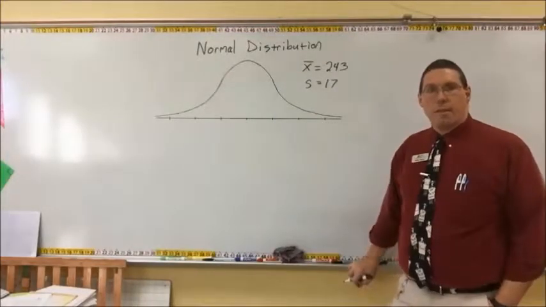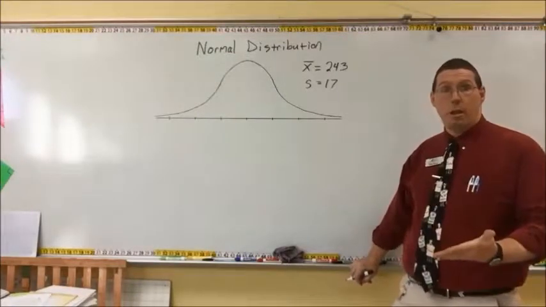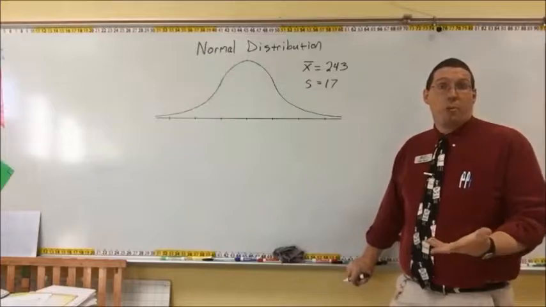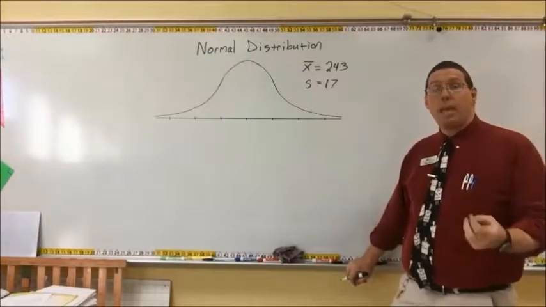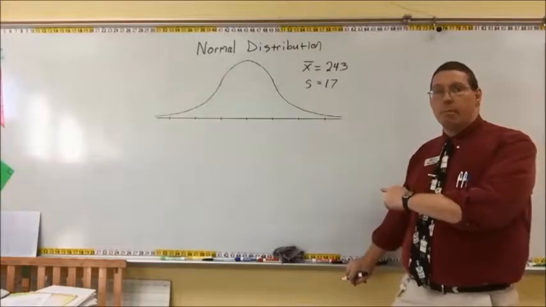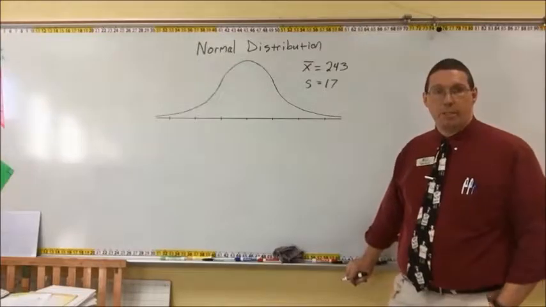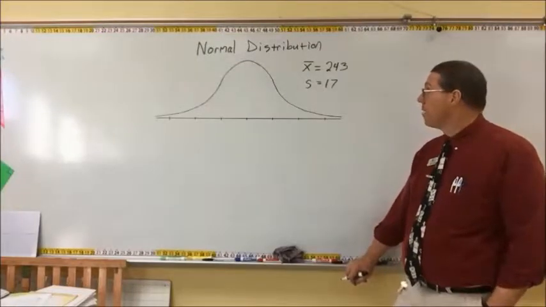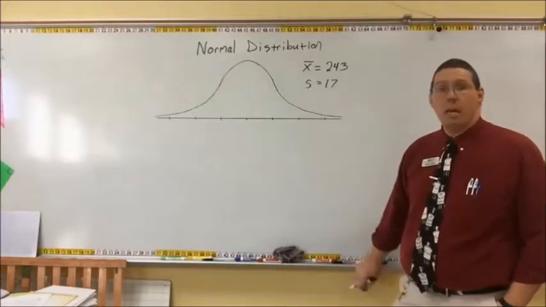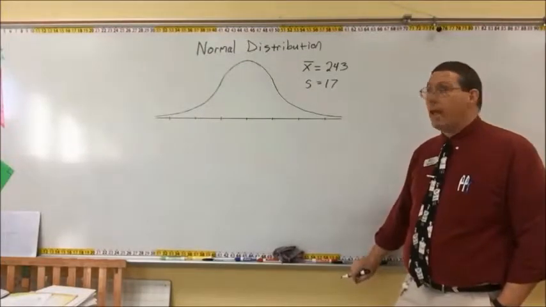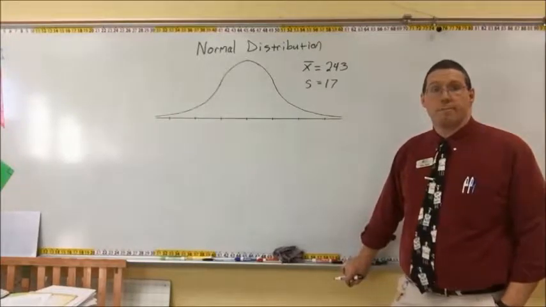All right, let's say that the mean of the population, the mean of the sample, which we don't, in many cases, we don't know what the actual population mean is. So in many cases, we have to use the sample mean as the population mean because we don't know what the real population mean is. Okay? But in this case, let's use the sample mean of 243 and the sample standard deviation of 17 and go ahead and try and create a normal distribution curve.